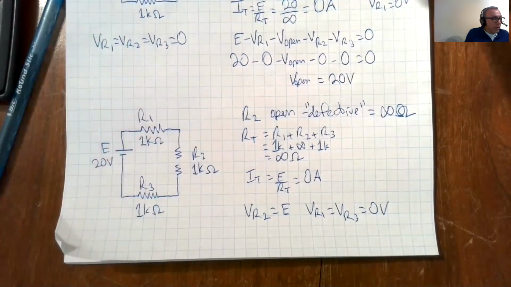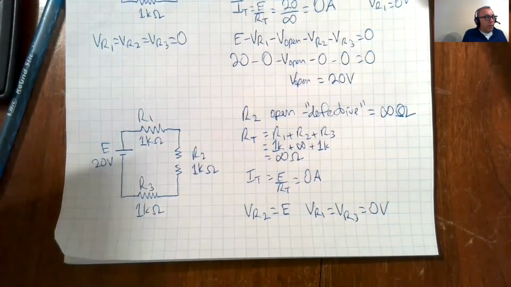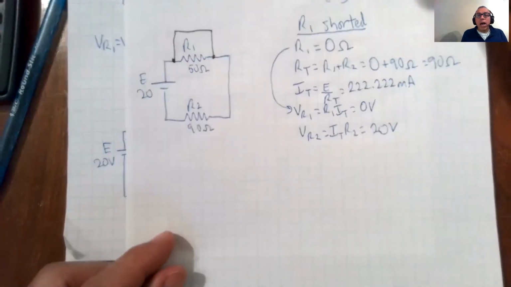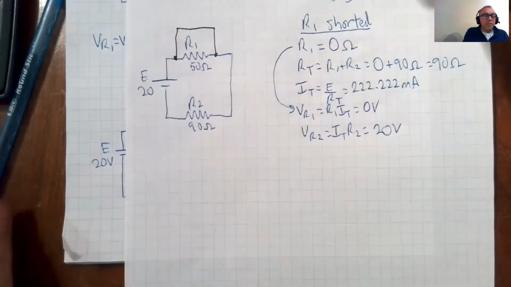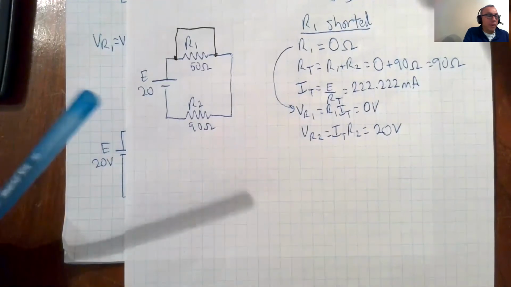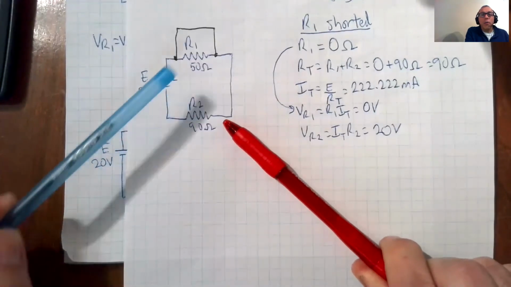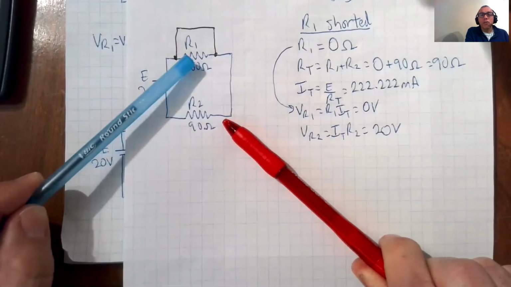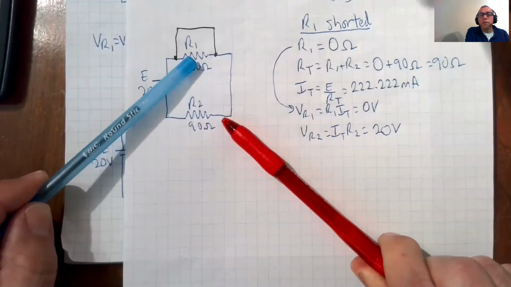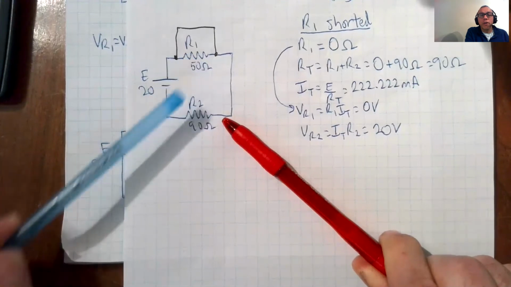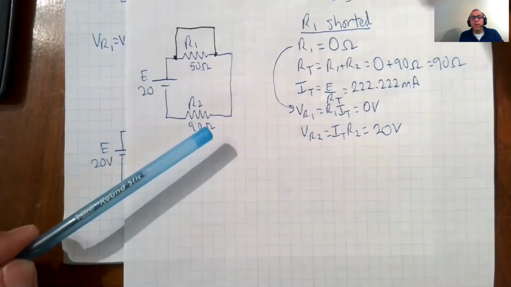Now, how can you tell the difference? Do you have an open circuit? Do you have a short circuit? What about this? How do I know if I took this short circuit I showed you before? Well, I have 0 here and I have E here. Sorry, how do I know if R1 is shorted or if R2 is broken?